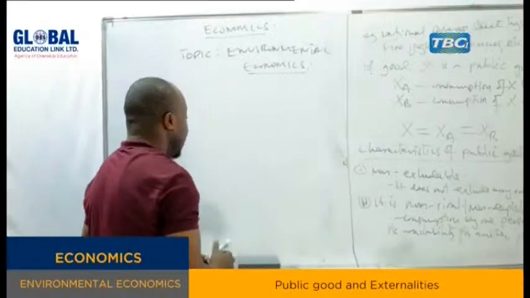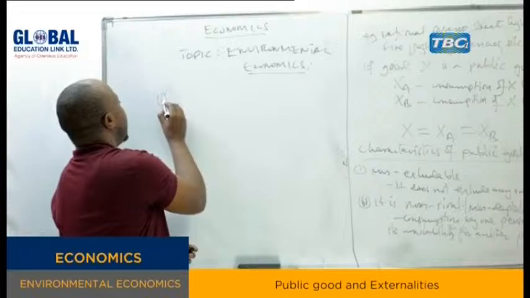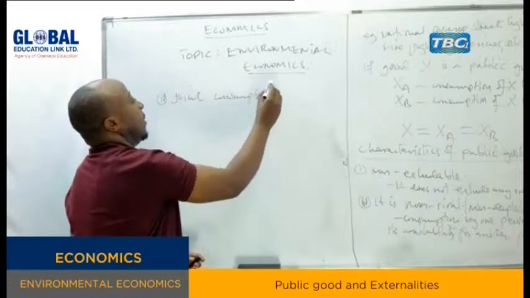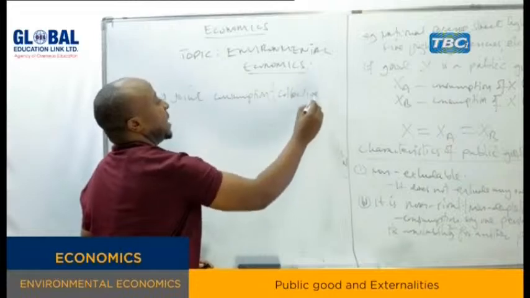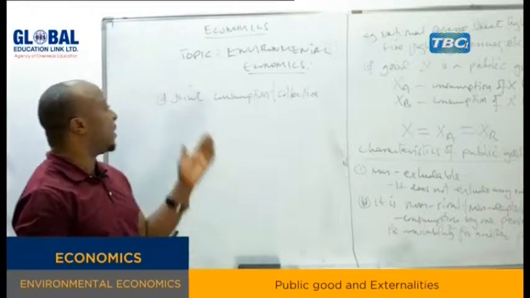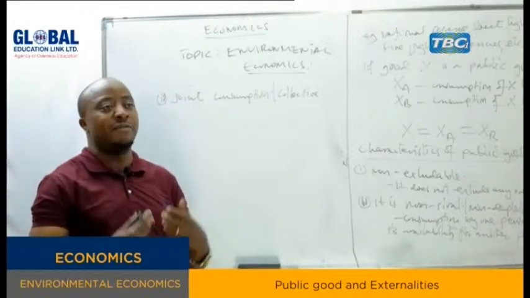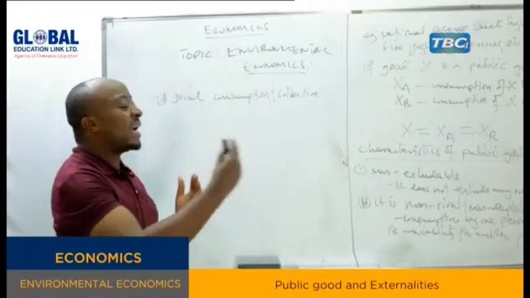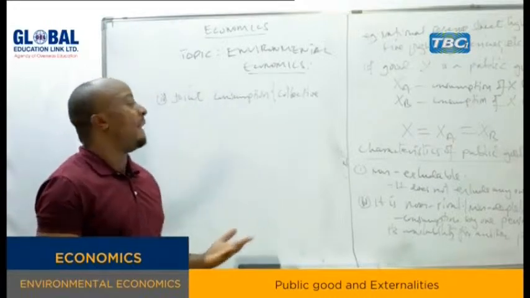Then the third characteristic: they have the so-called joint consumption, or collective consumption. It is another feature of a public good. Public goods have a tendency of joint consumption. It means that when public goods are produced, individuals or groups of people in the society can consume them at once without affecting each other. So we say these goods have joint consumption.